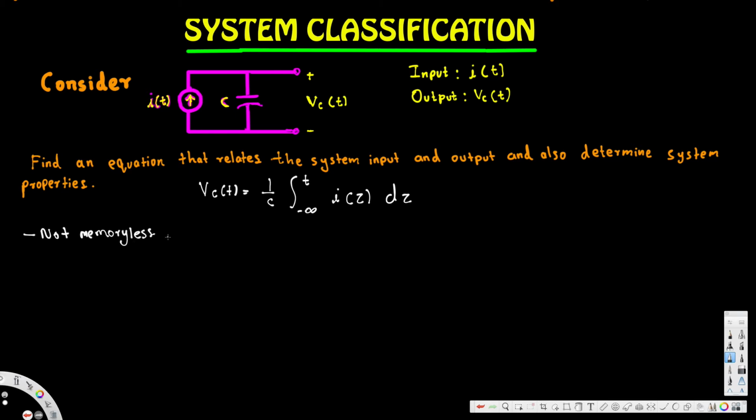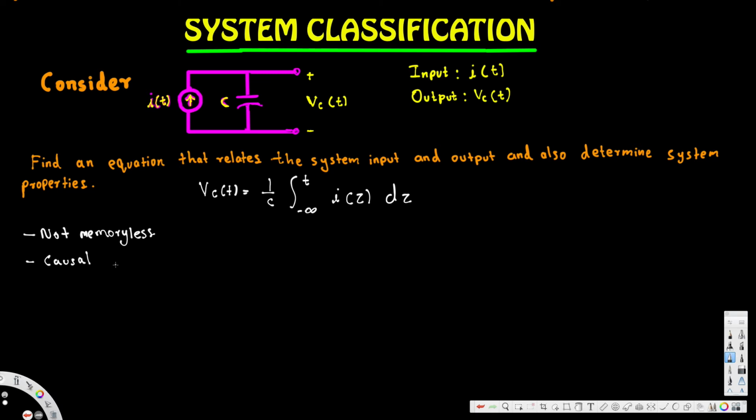Also we can talk about causal. The output at time t depends on input at time t and all past inputs. If you look at this one, the output at time t depends on the input at time t and all the past inputs. So this is also a causal system.